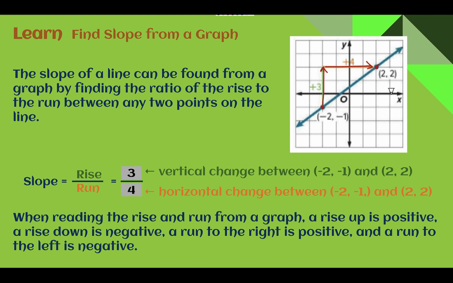When we're reading the rise and run from a graph, again, rising up is positive, while a rise down, even though that kind of doesn't really make sense, is negative. A run to the right will be positive, and if we happen to come across it, a run to the left will be negative. But in general, if we're working from left to right, then we might as well just always go to the right and keep our run as a positive number, which is what I am going to do in all of our examples. So here, our slope would be 3 over 4, or 3/4.